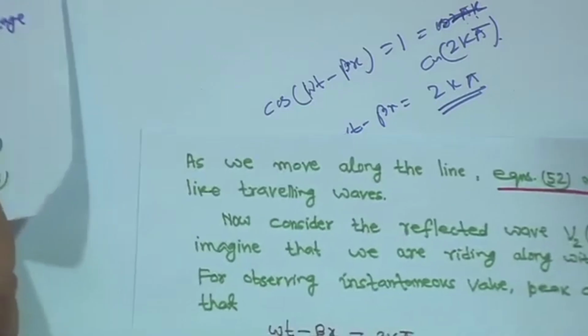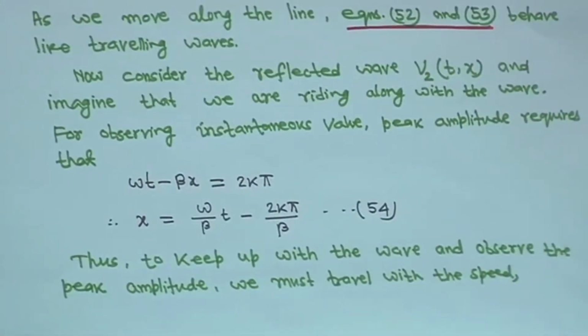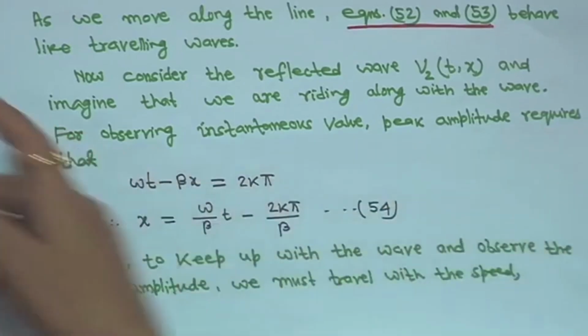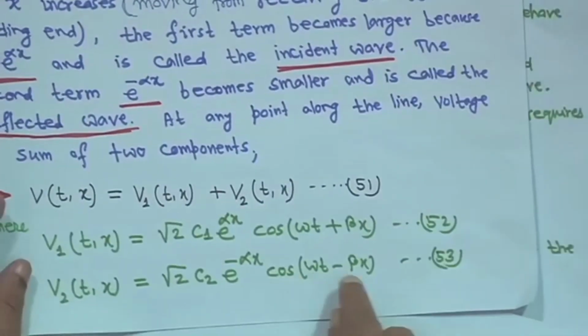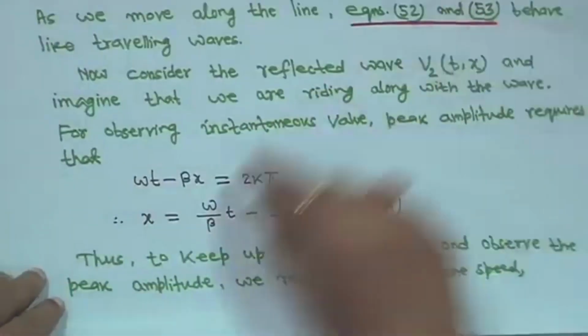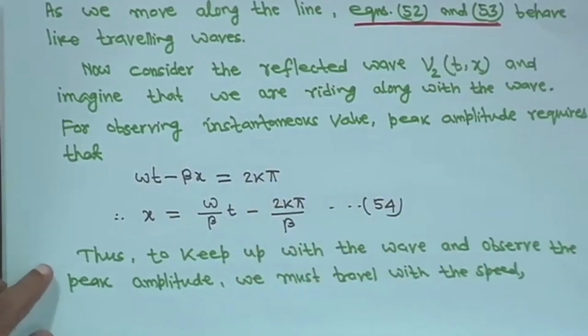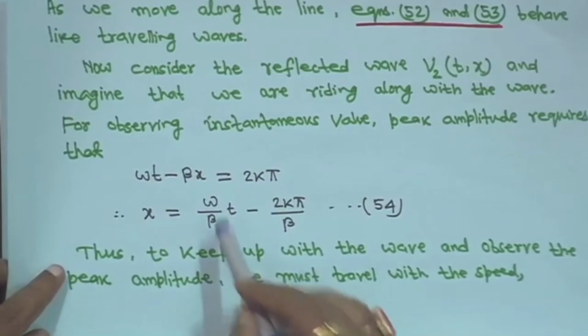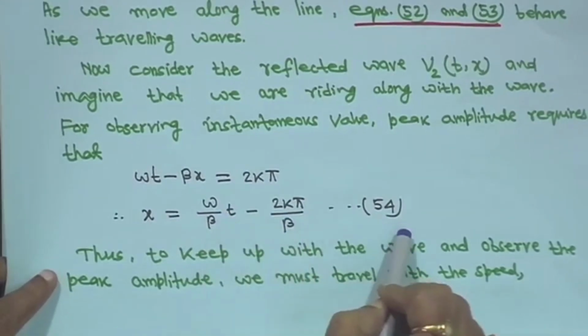So, for observing the instantaneous peak amplitude, it requires that omega t minus beta x should be 1, that means omega t minus beta x must be equal to 2 k pi, as I told you. That means my x is equal to omega by beta t minus 2 k pi upon beta. This is equation 4.